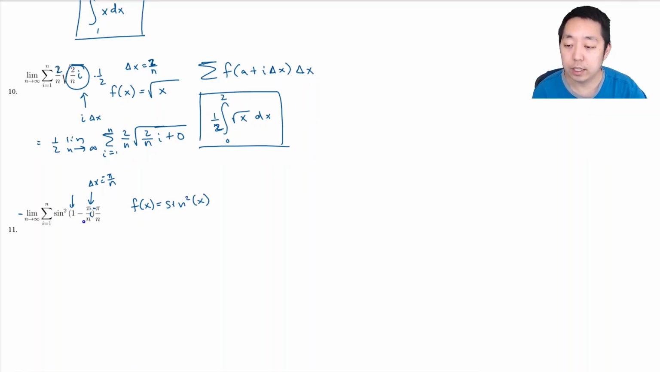And the argument is my a plus I times delta x, right? And so I have my delta x, I have my I, and so my a is 1. So I'm starting at 1. What's my interval width? My interval width is negative pi over n, or negative pi. So I'm going to go down pi. So it's going to be the integral from 1 to 1 minus pi, and then sine squared of x dx. Okay.